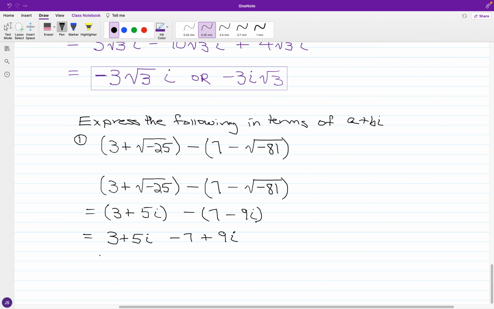And upon combining the constants, notice you have 3 minus 7 becomes -4, and we have 5i plus 9i, and this will become 14i.